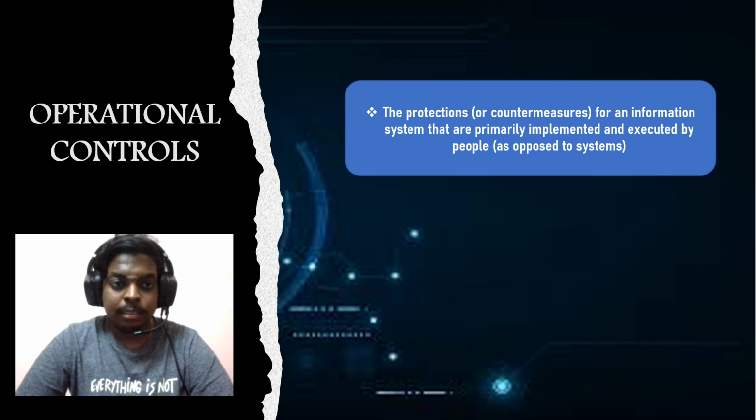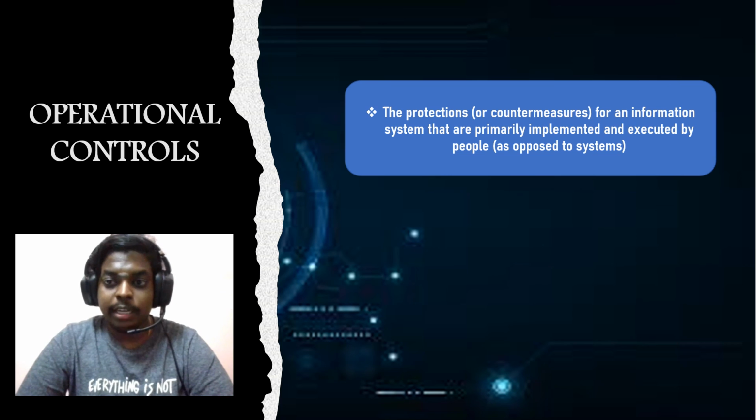The last one is operational controls. The protection or countermeasures for an information system that are primarily implemented and executed by people as opposed to systems.